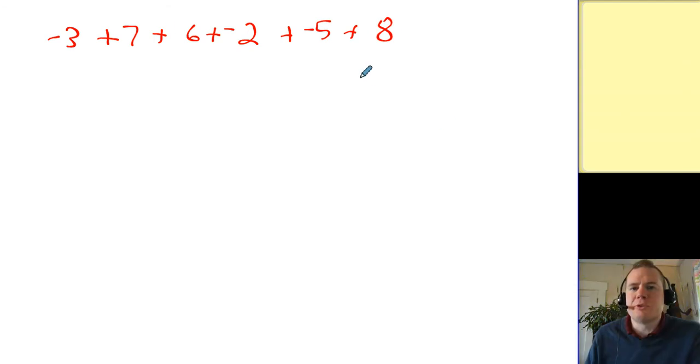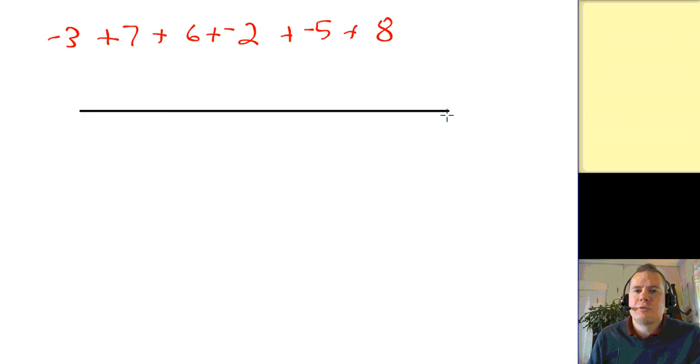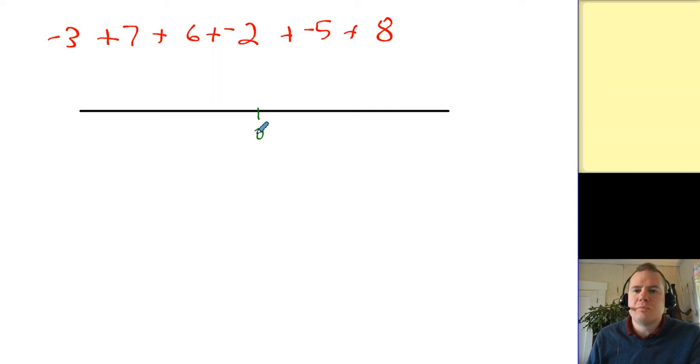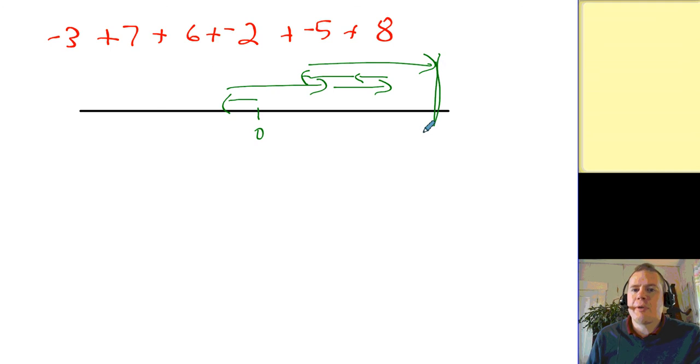I use one-digit numbers just to make the drawing easier. Now, when we have a whole bunch of them here, it can get a little messy looking to have all of this movement. Left 3, right 7, right 6, left 2, left 5, forward 8. It looks like I'm ending up in positive territory, but that's assuming my arrows are somewhere close to what they should be.